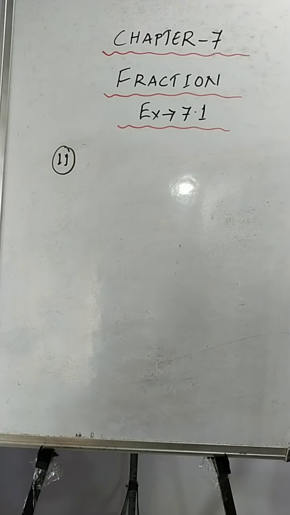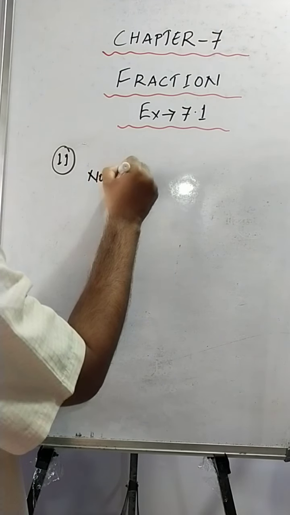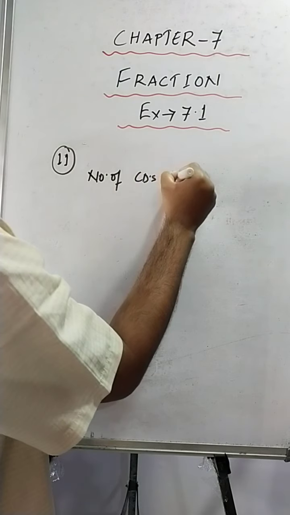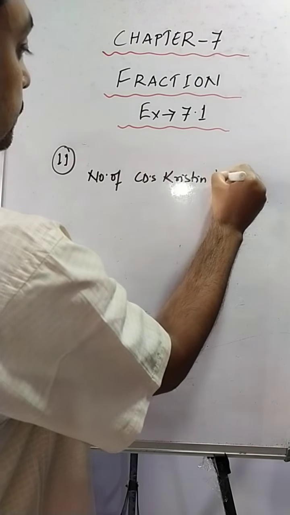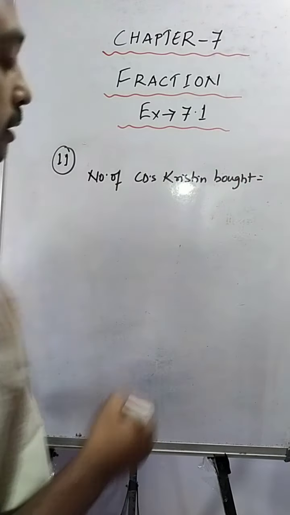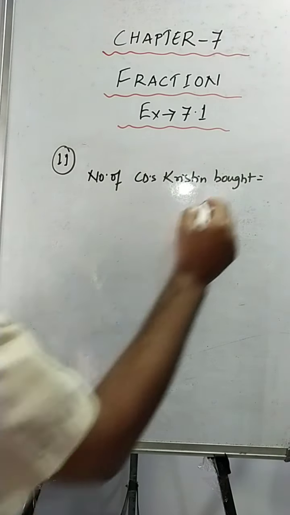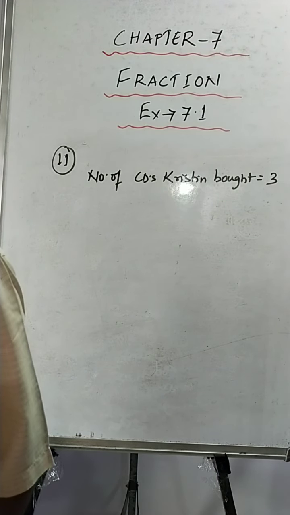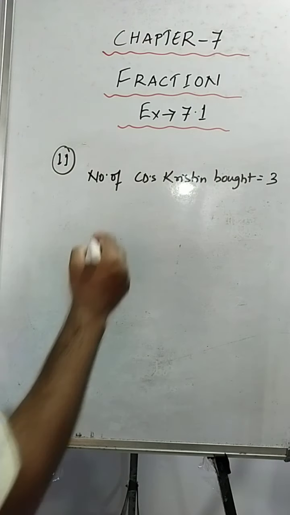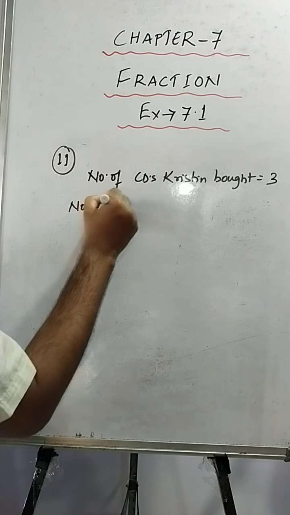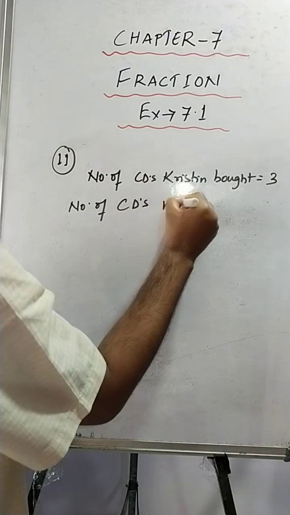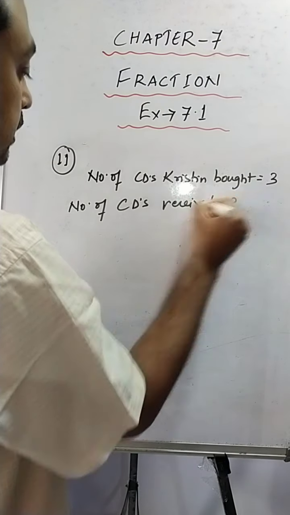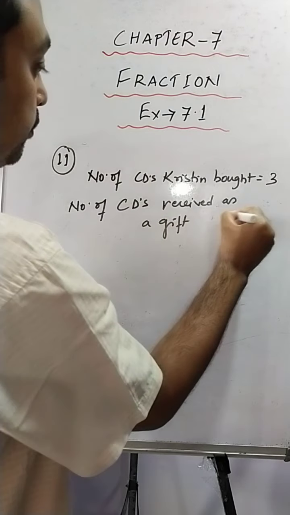Okay, so the first thing that we have to write is how many CDs Christine bought from the market. Okay, so the first thing, number of CDs Christine bought, that would be equal to what? 3. That is equal to 3. Okay, and how many CDs has she received? So number of CDs received as a gift. That will be what? 5.